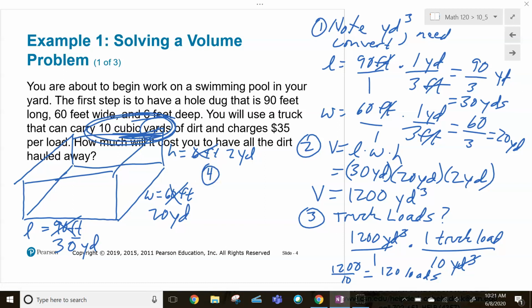Now, what's the cost, right? How much cost we have to haul all the dirt away? Well, we have 120 loads, and it's $35 per load. So 120 times 35, and we end up with $4,200.